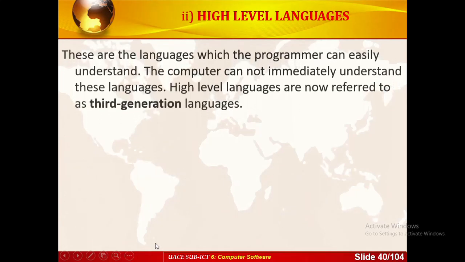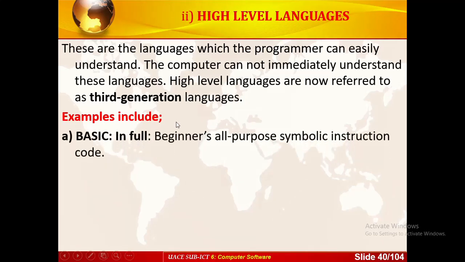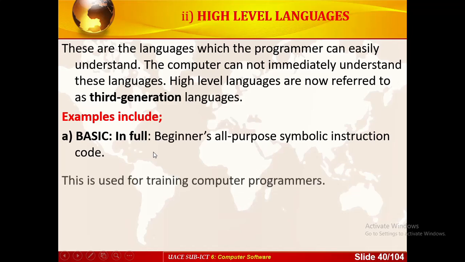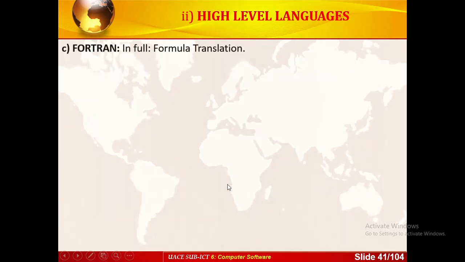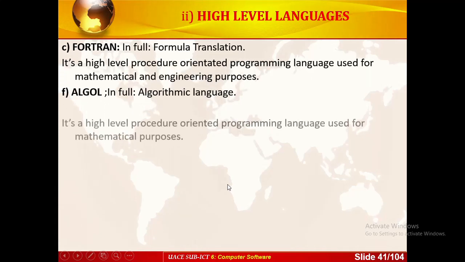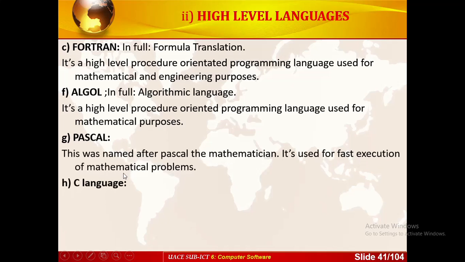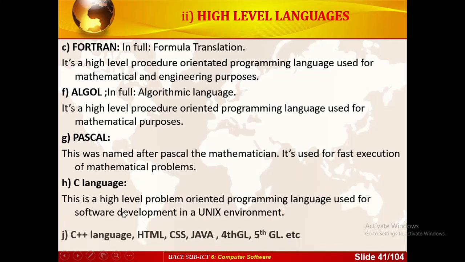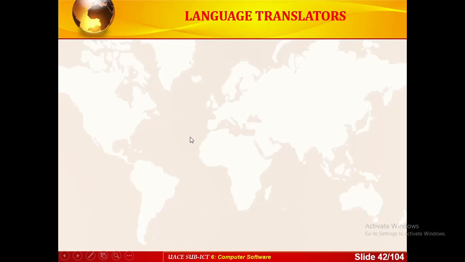Then we have the high-level languages, which a programmer can easily understand, but the computer cannot immediately understand these languages. High-level languages are referred to as third-generation languages. We have BASIC, that is Beginner's All-purpose Symbolic Instruction Code. We can talk of COBOL, Common Business Oriented Language. We can also talk of Fortran, that's Formula Translation. We can also talk of algorithmic languages, Pascal, and the C language. We have others like C++, HTML, CSS, Java, and so many others. So those are some of the programming languages.